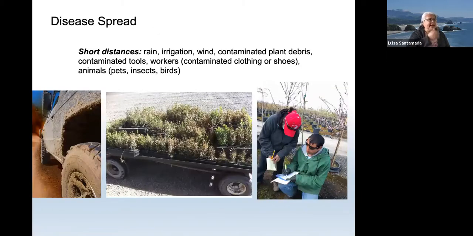All right. Now we have something to consider: how the disease is spread. I have already mentioned some of those, but for short distances, the ways we can get contaminated are rain, irrigation, wind, contaminated plant debris, contaminated tools, and workers, as we mentioned, and also some animals, pets, insects, or birds can move the spores around.